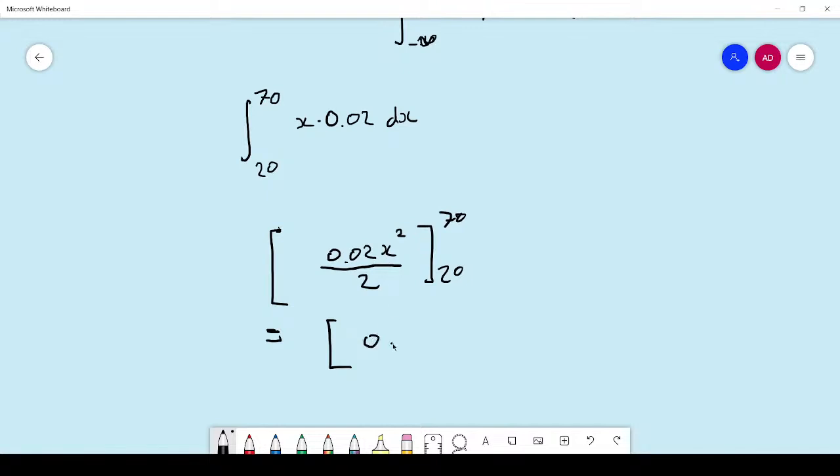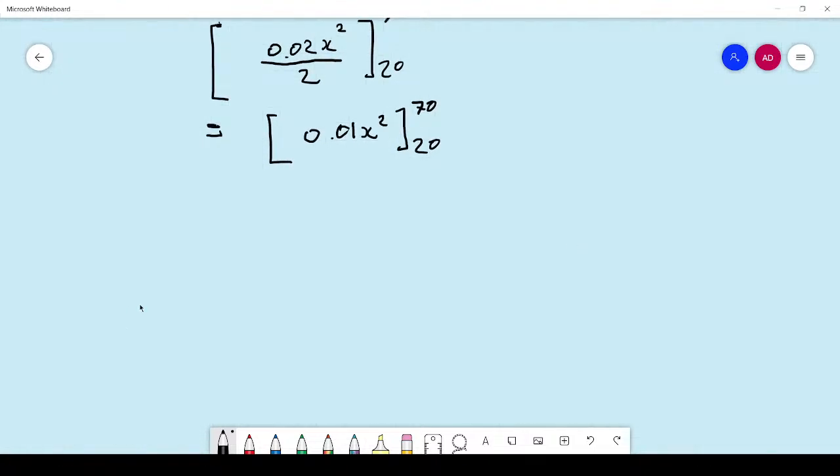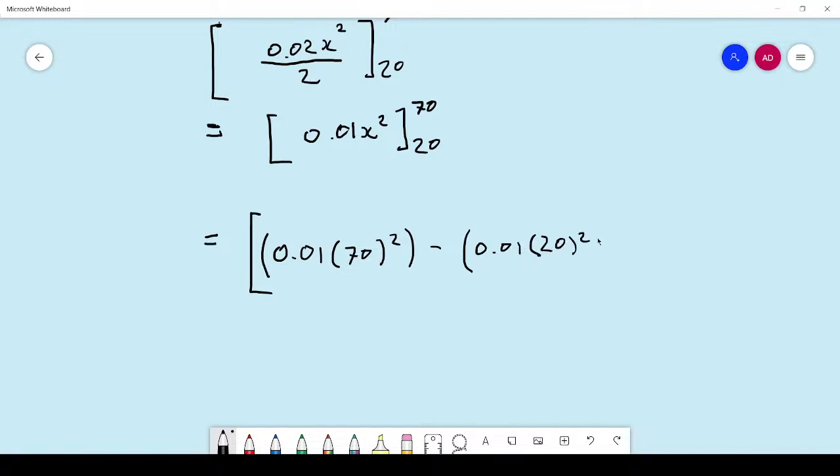0.02 divided by 2 should be 0.01, and that's x. 0.01 x squared between 20 and 70. So now we just have to complete this definite integral. Right, so in this first set of brackets we always sub in the top boundary, so it's going to be 0.01 times 70 squared, and then we'll sub in the second boundary, 20, the lower boundary, 0.01 times 20 squared.